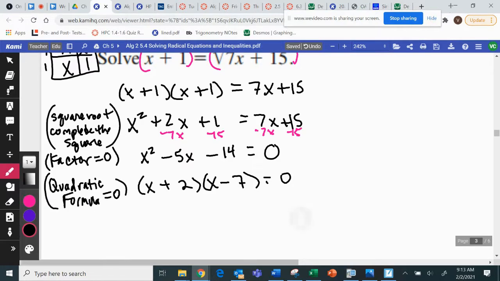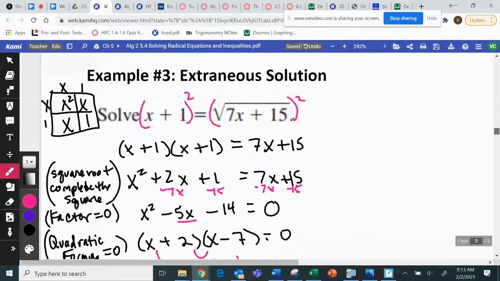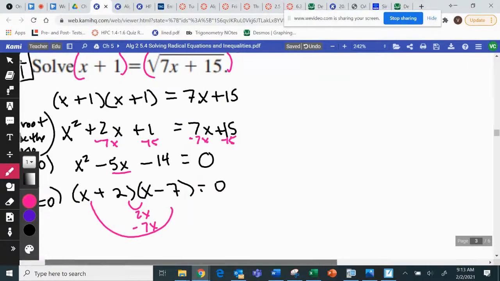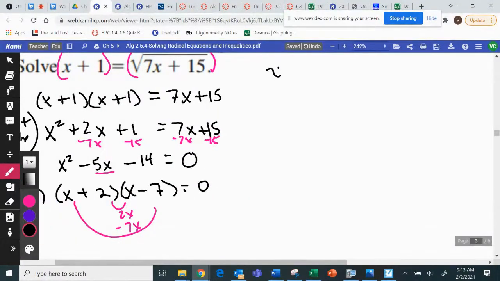So that's my guess. And then my check would be 2x minus 7x. Does that equal 5x? Yes. So I factored it correctly. Now that it's factored, I set each factor equal to 0. And I get x equals -2 and x equals 7. So I get 2 answers.